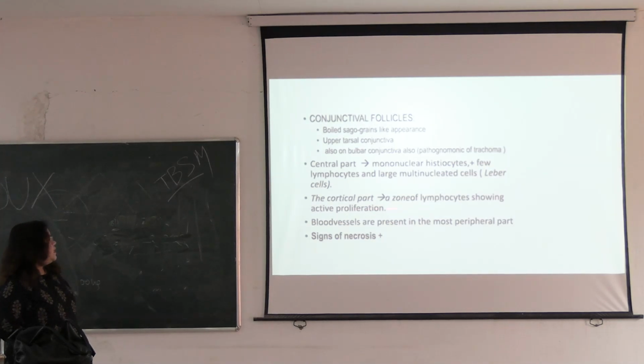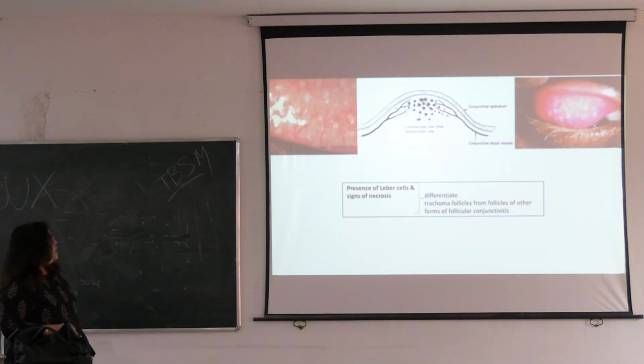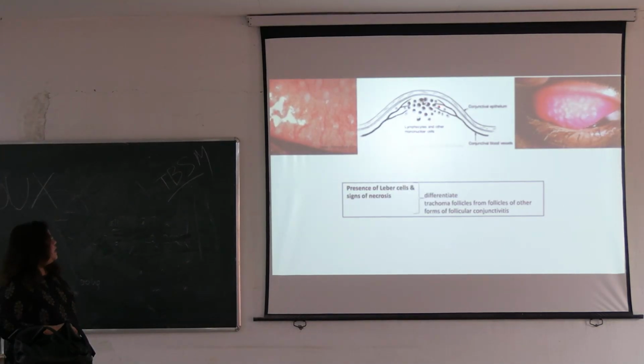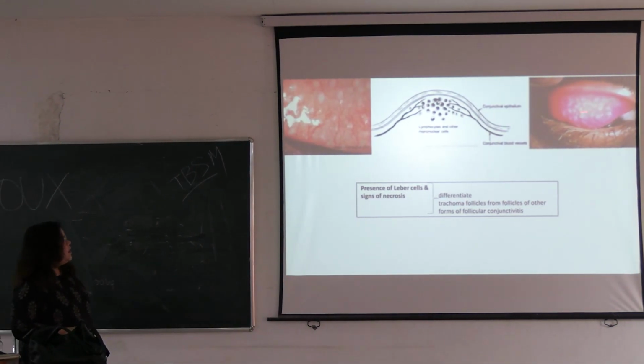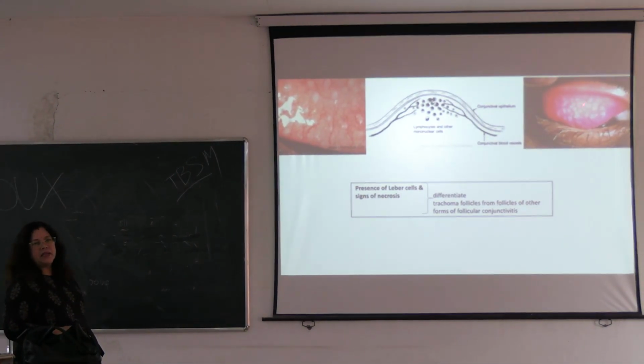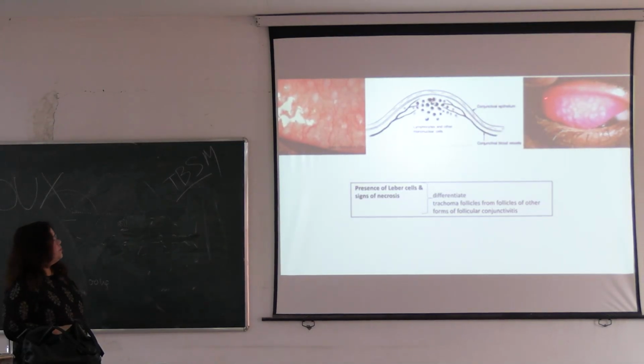And in the cortical part, there is a zone of lymphocytes, showing active proliferation. Then blood vessels are present in the most peripheral part, and signs of necrosis are also present. Here there are multinucleated cells and lymphocytes collected. These are called Leber cells, and when we invert the lid margin, then we see the follicles here.